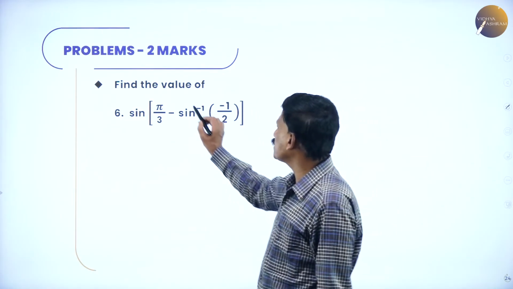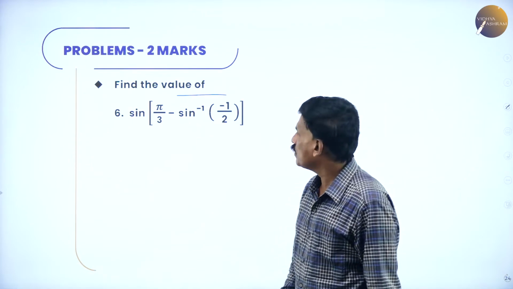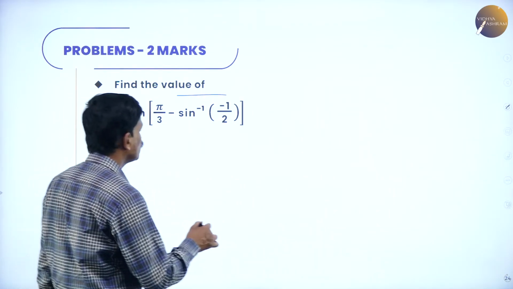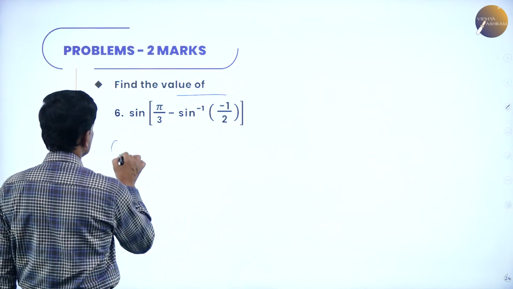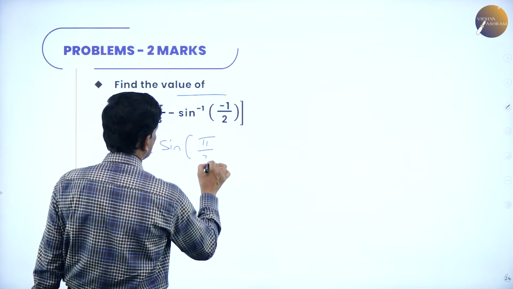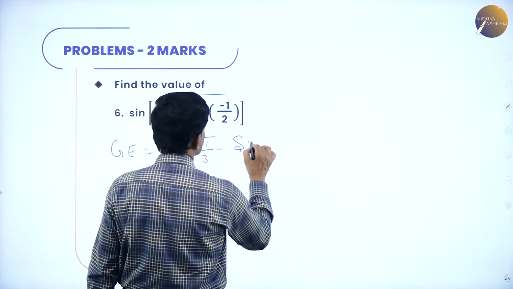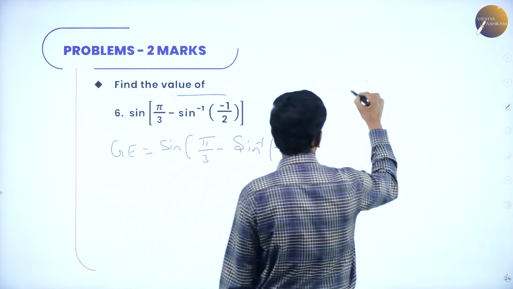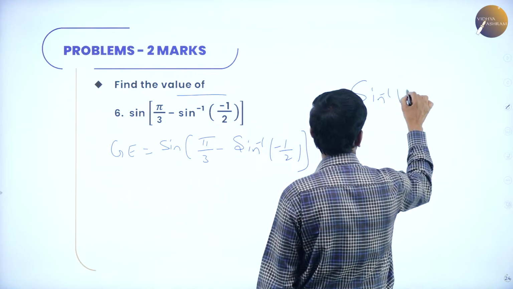What is the next problem? Same as that of the previous problem. Find the value of sine of pi by 3 minus sine inverse of 1 by 2. The given equation is sine of pi by 3 minus sine inverse of minus 1 by 2. Now just find out what is the value of sine inverse 1 by 2.